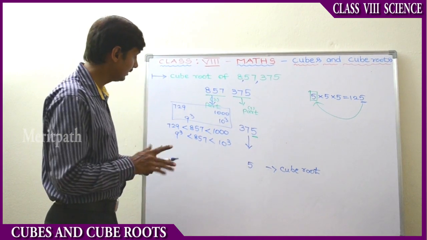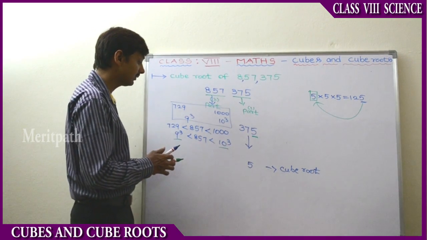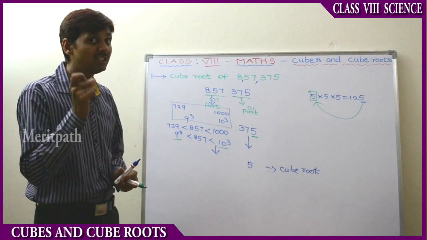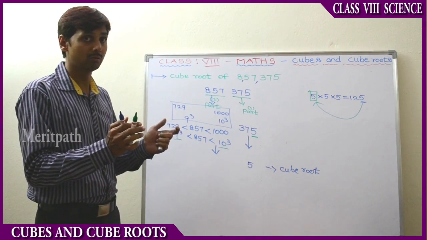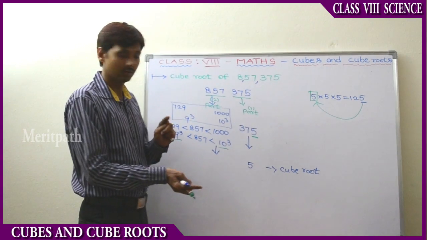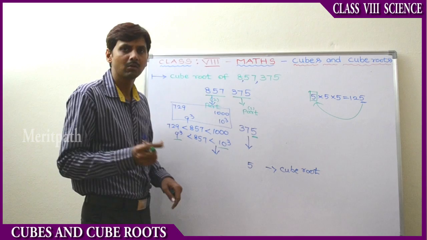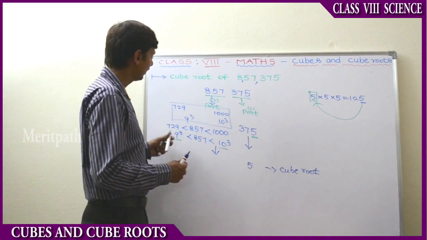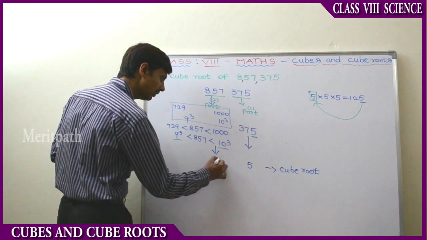So 857 lies between 9 cube and 10 cube. So what is the number we need to take from this? Is it clear? The cube root of the number lies between two numbers, between 9 and 10. Always we take the smallest number among them. So here the smallest number is 9. So let's take only 9.